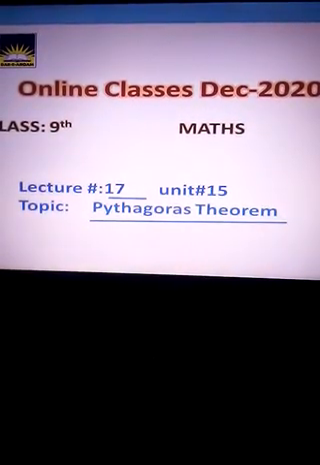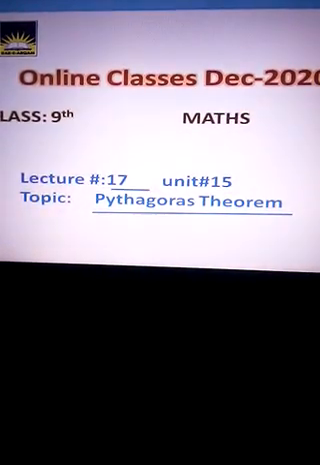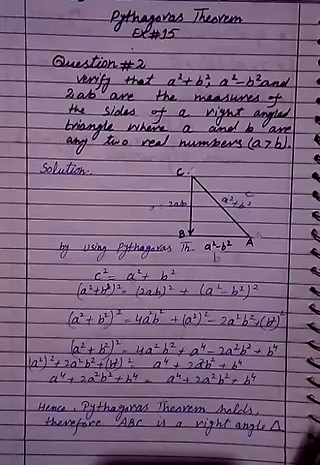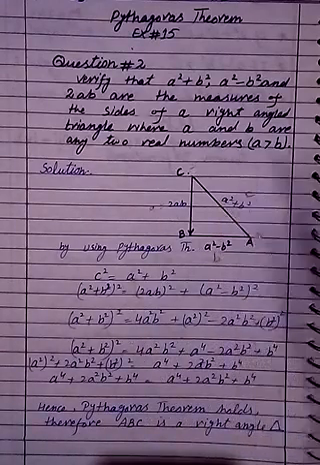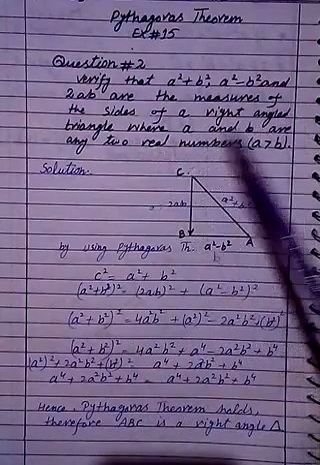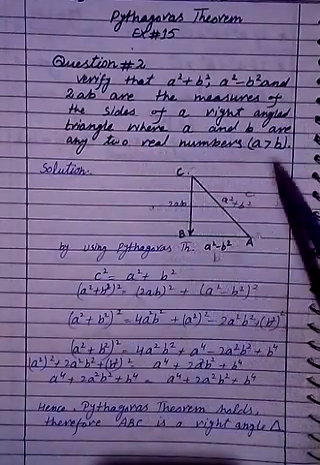Assalamu alaikum. Today we will start class 9, subject maths, lecture number 17, unit number 15, Pythagoras theorem. First of all, we will do exercise 15, question number 2. Verify that a square plus b square, a square minus b square and 2ab are the measures of the sides of a right angle triangle, where a and b are any two real numbers.